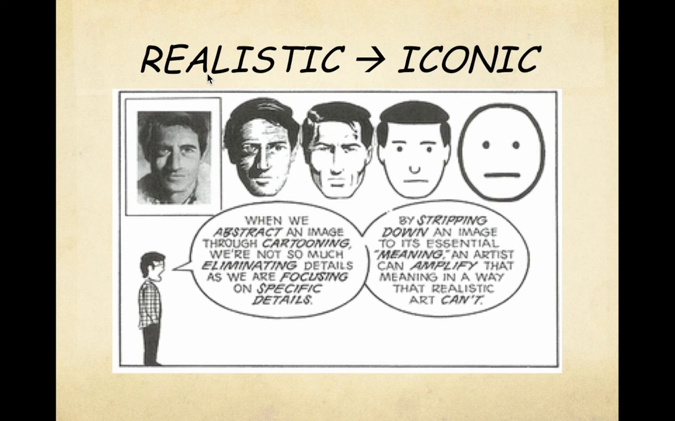So he talks about this idea of the realistic and iconic some more. He says, and I'm reading from the little panel here, when we abstract an image through cartooning, we are not so much eliminating details as we are focusing on specific details. By stripping down an image to its essential meaning, an artist can amplify that meaning in a way that realistic art can't. If you look on the far left-hand side, we have a very detailed picture of a man, shadow, everything. As we progressively move right, that image is simplified. When we get to the far right-hand side, all we are left with is what appears to be a head, two eyes, and a mouth.